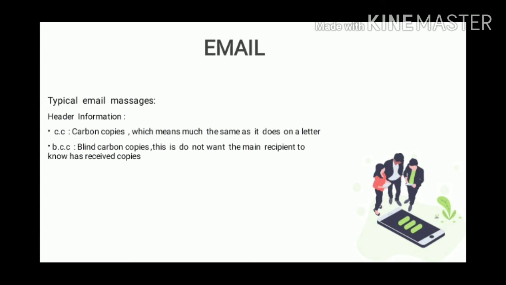Next, I would like to explain about the typical email message. Header information: the header gives essential information about the message. The first sample is CC, carbon copies, which means much the same as it does on a letter. And then the next is BCC, blind carbon copies. This is used when you do not want the main recipient to know who has received copies.